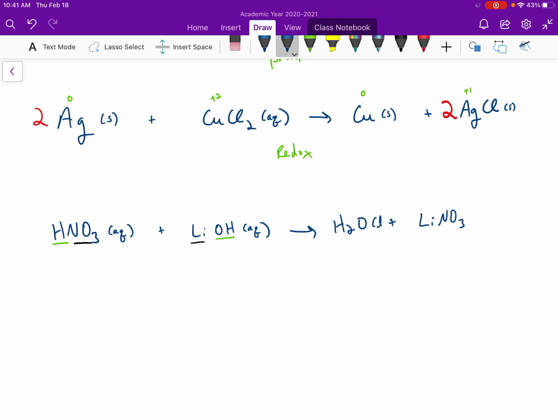Okay. Water is a liquid, and this is aqueous. And it's balanced already, 1 for 1, so it's good to go.